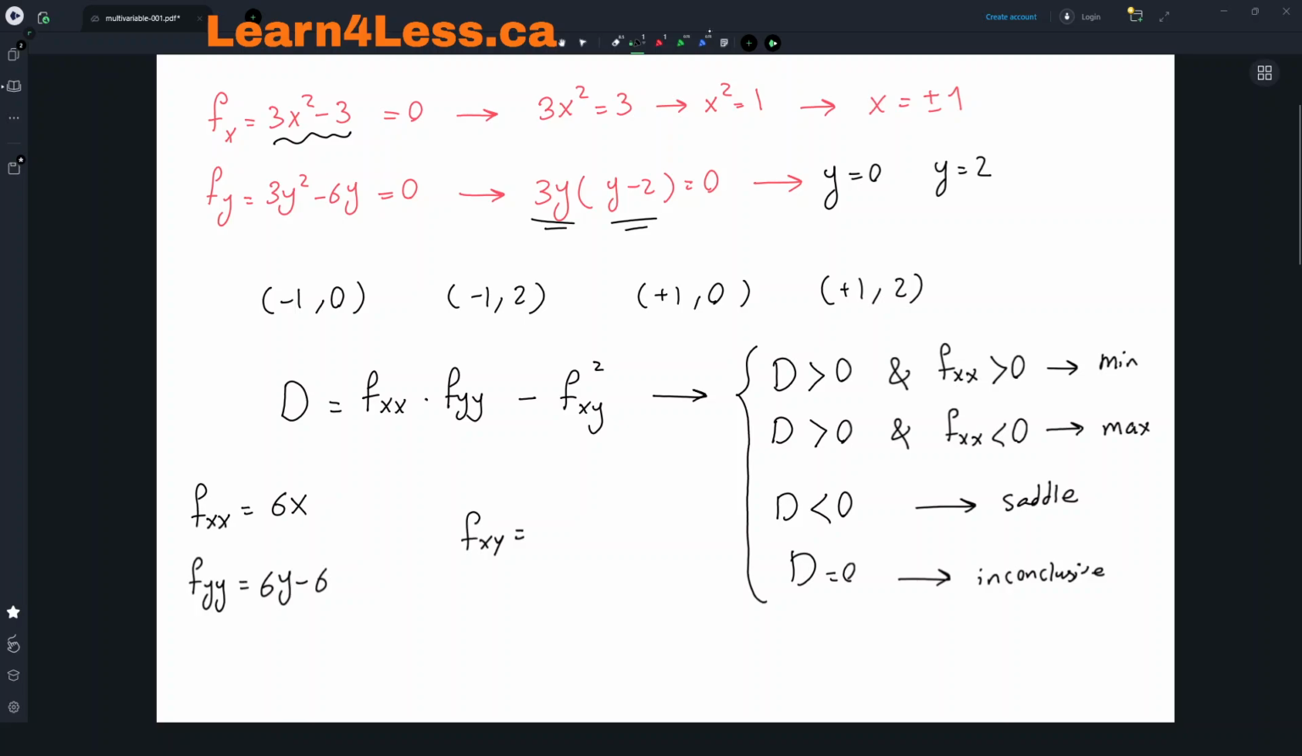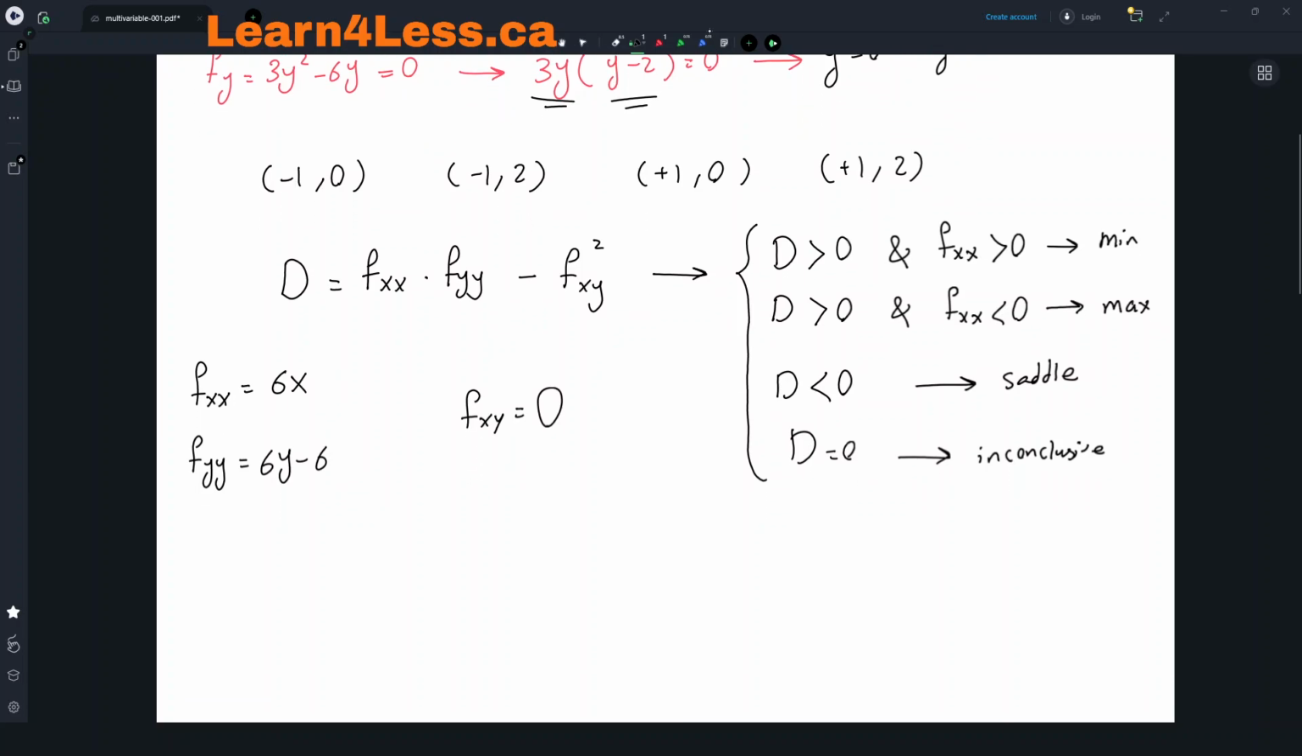So fxy would be the derivative of, for example, this one with respect to y. Because I'm taking the derivative with respect to y, I am treating x as a constant. And because x is a constant, this is a constant minus a constant, so it's entirely 0. And if I take the derivative of this with respect to x, I see that's again 0. So the second derivative would be 0.